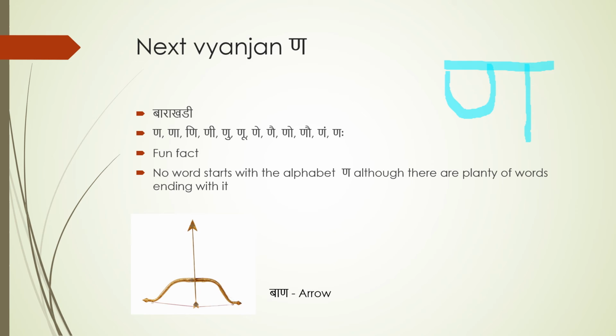In Marathi, none of the words begin with Rn, although there are plenty of words that end with Rn. And if you have a little difficulty pronouncing this sound, then notice that it's similar to N, which we will come to a little later, but here it is Rn, with your tongue getting thrown out after touching the top part of your mouth. An example of the word with alphabet N is Ban, an arrow.